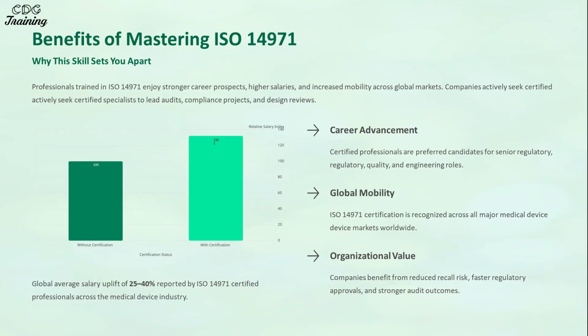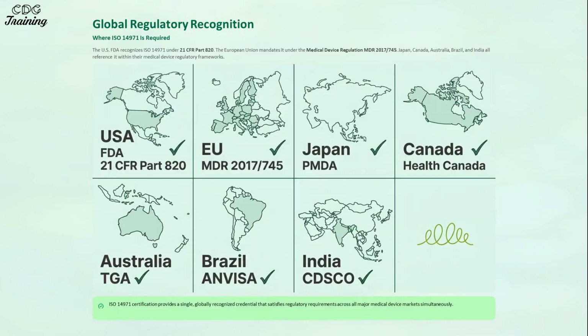Mastering ISO 14971 offers career advancement, global mobility, and organizational value. Certified professionals are preferred candidates for regulatory roles, leading to stronger career prospects. ISO 14971 is required by regulatory bodies worldwide, including the USA, EU, Japan, and more. Certification provides a global passport to compliance and market access.